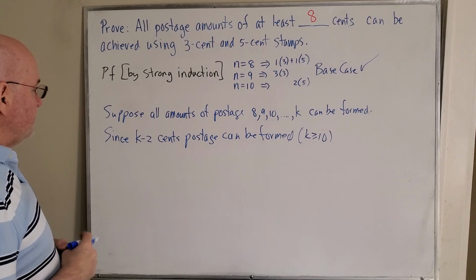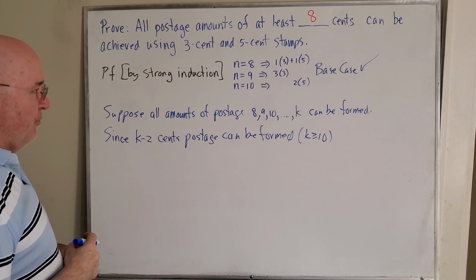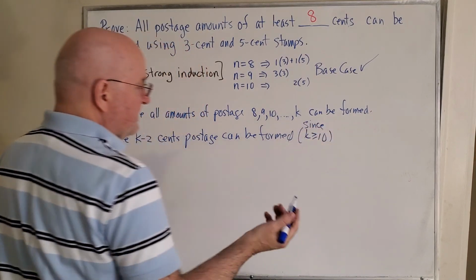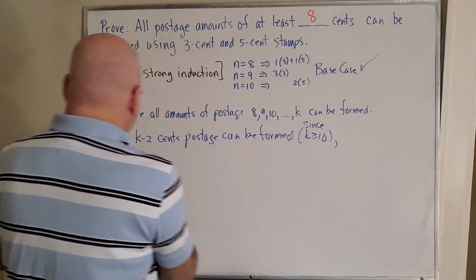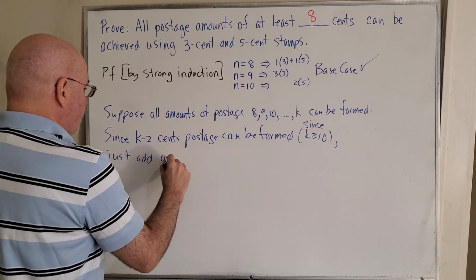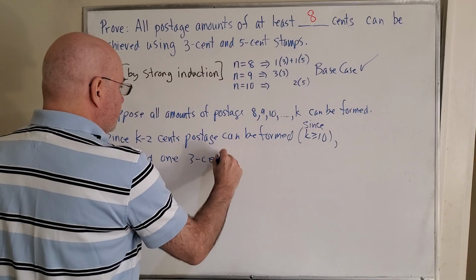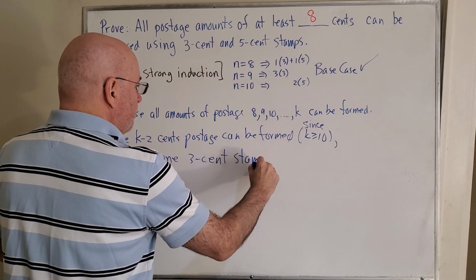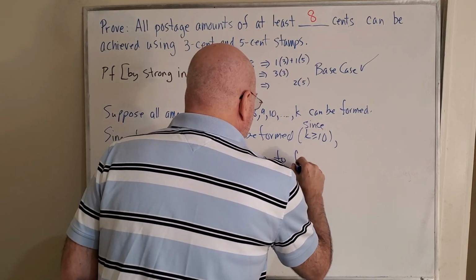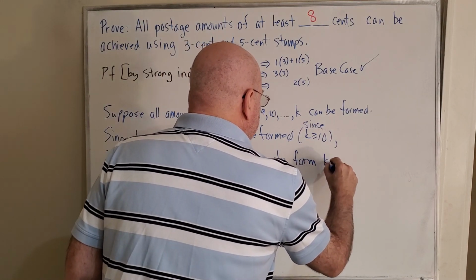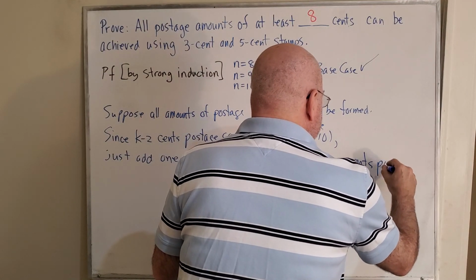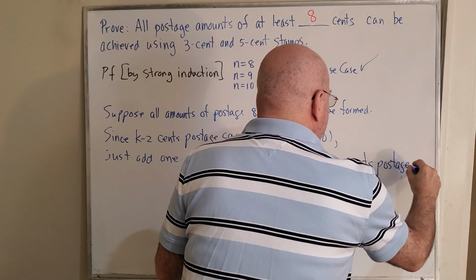Since K minus 2 cents postage can be formed, since K is greater than or equal to 10, just add 1 3-cent stamp to achieve or to form K plus 1 cents postage. Done.